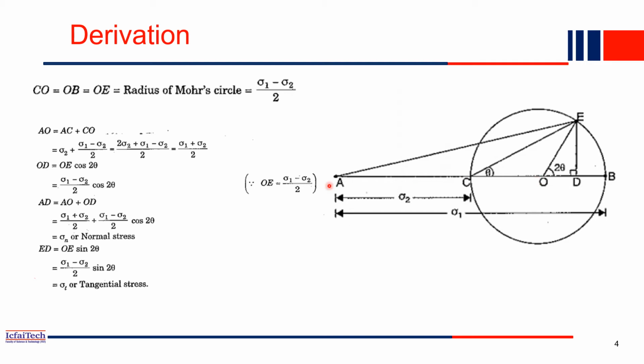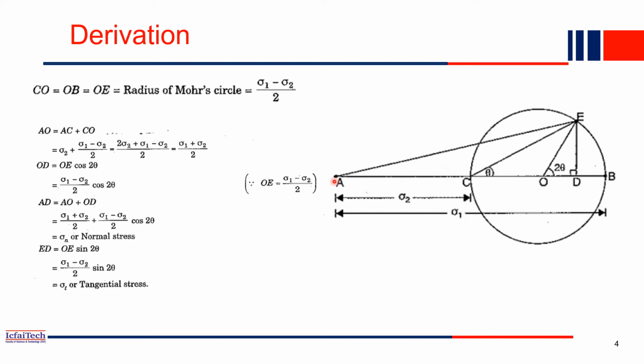Now what is AO? AO will be AC plus CO. AO equals AC plus CO. What is AC? AC is nothing but sigma 2. And CO is the radius of the Mohr circle, that is (sigma 1 minus sigma 2) by 2. So AO equals sigma 2, this portion AC, plus the radius of the Mohr circle. Now if you just add it, you will get (sigma 1 plus sigma 2) by 2 as AO. A to O.